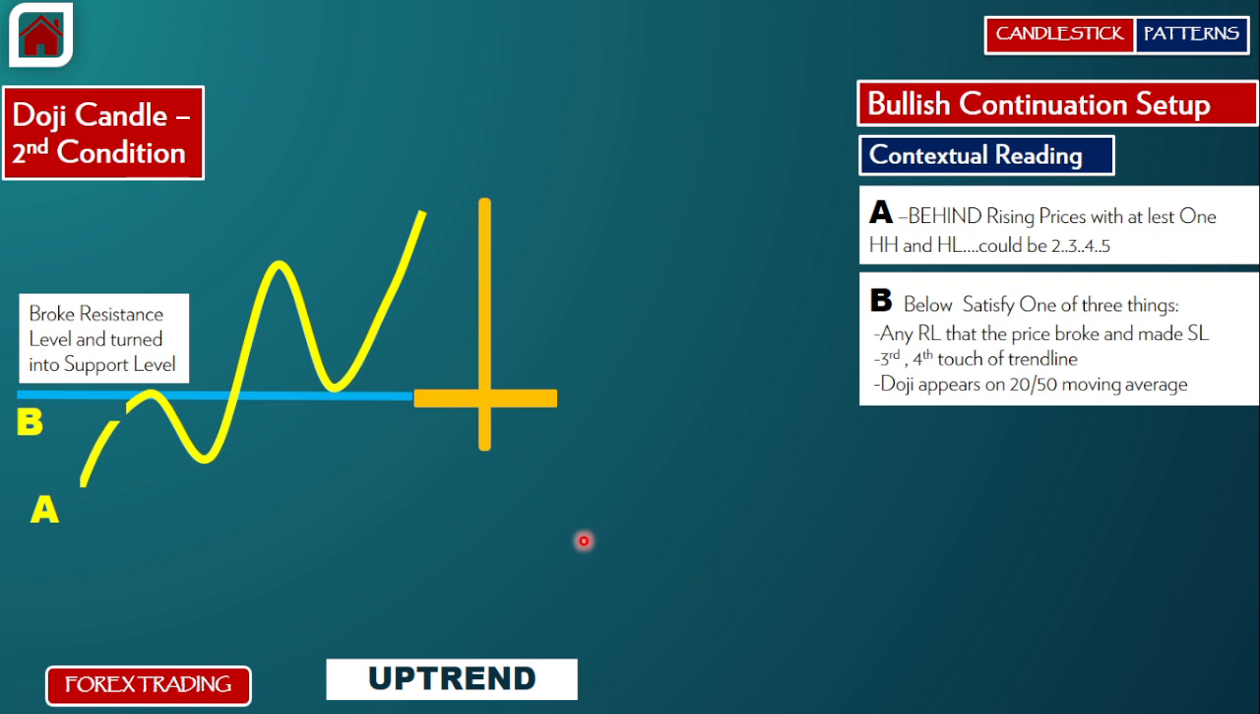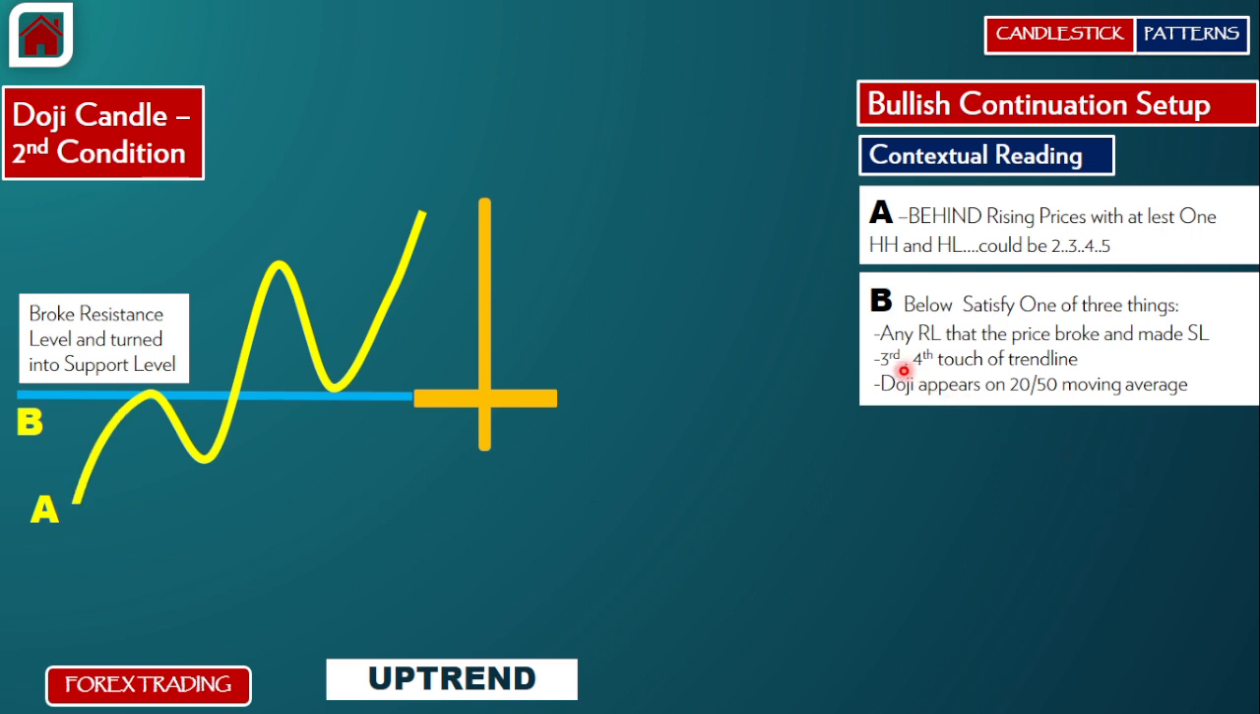So price broke the resistance level and turned into support level. So this is where the resistance level is. Then from here it broke that resistance level, and then it goes up and then comes back again, and then from there this resistance level now has become a support level from where the price now bounces upward. So this is one condition that we need to satisfy.